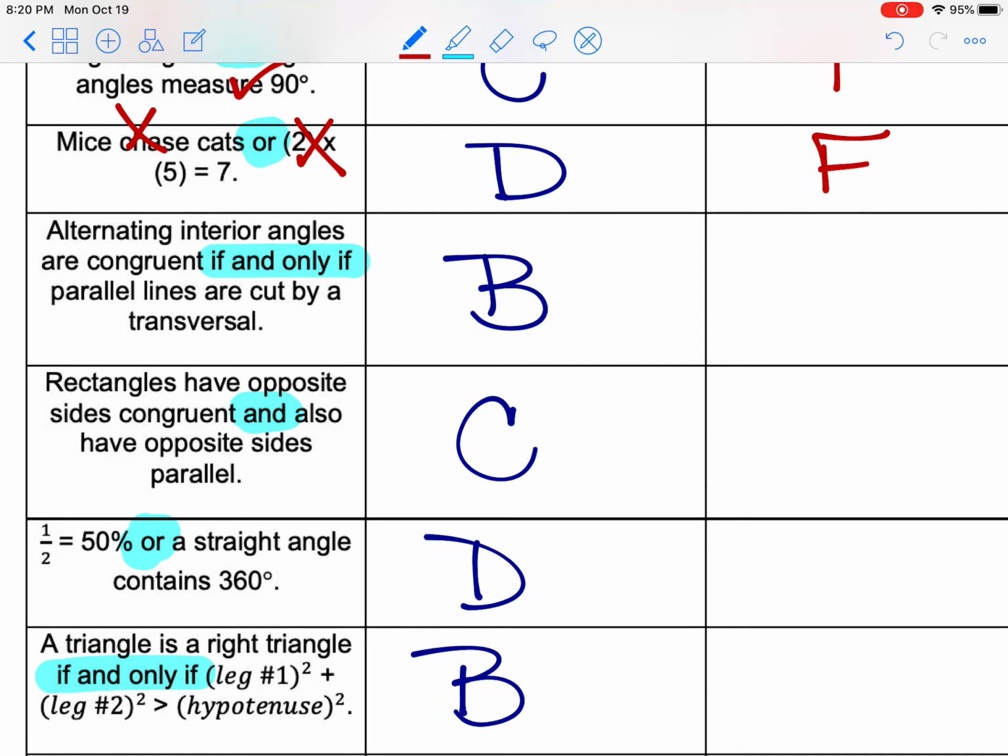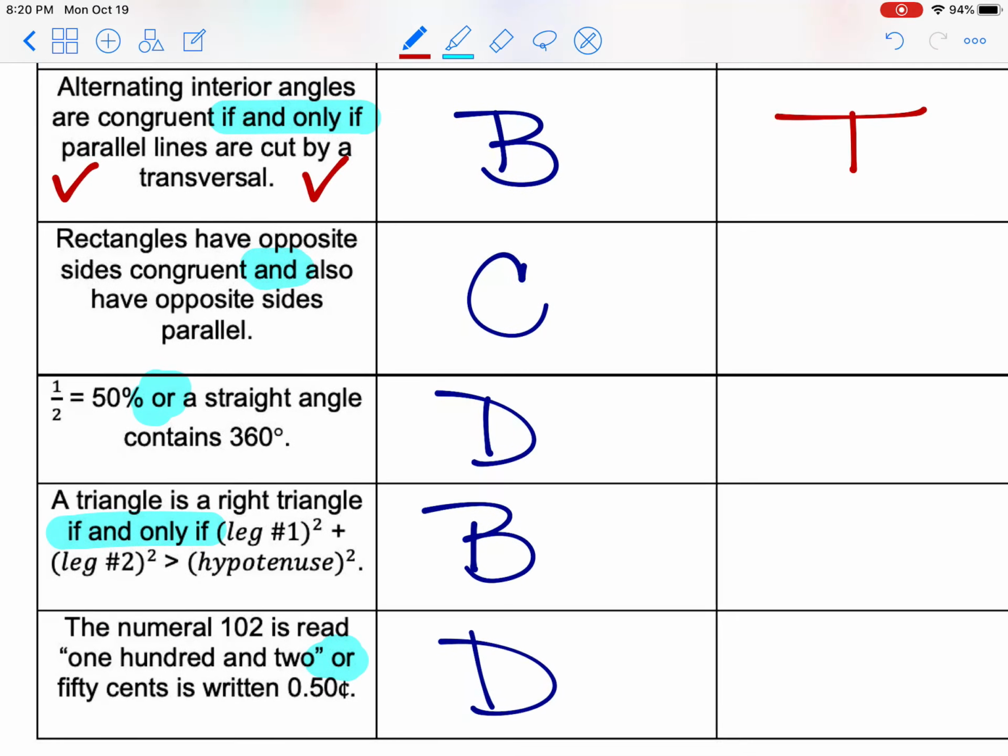This biconditional: alternating interior angles are congruent if parallel lines are cut by a transversal. That's true, so that first part's true. Alternating interior angles are congruent only if parallel lines are cut by a transversal. That's also true, so that is a true statement. Okay, next one, we have another and statement, so they both have to be true. Rectangles have opposite sides congruent. That's true. They also have opposite sides parallel. Those are two true characteristics for a rectangle, so that conjunction is true.